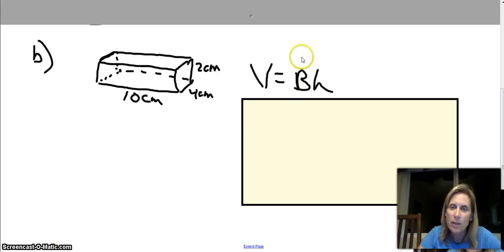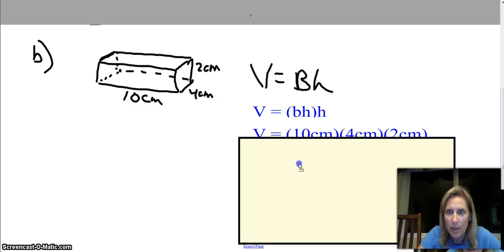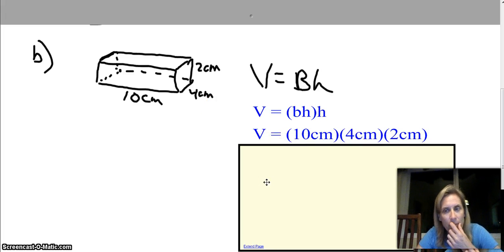So let's substitute the formula for this area into our formula. A rectangle's area is base times height, right? So we're going to find the base and height of the rectangle and then multiply by the height of the prism, which is something different. So the base and height of the rectangle base would be 10 times 4, but the height here, the second H, is the height of the prism. That's the distance between the top and bottom, you can see, is 2 centimeters. So let's substitute that information.